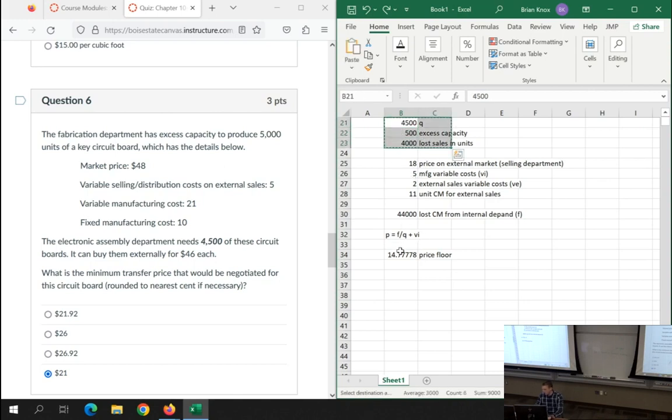So in that case, 20,500 needed and excess capacity of 3,500. So that means 17,000 in lost unit sales. So Q is our internal demand. Yeah, Q is the internal demand, yes.